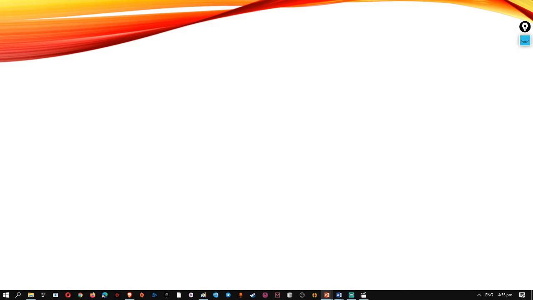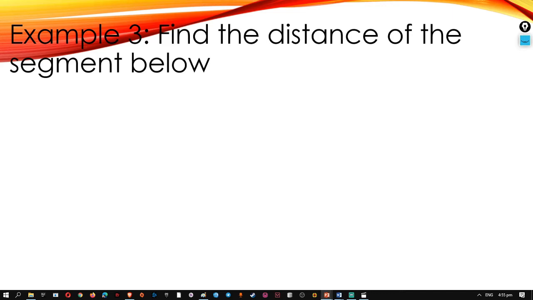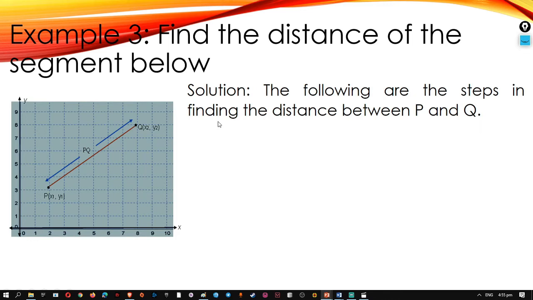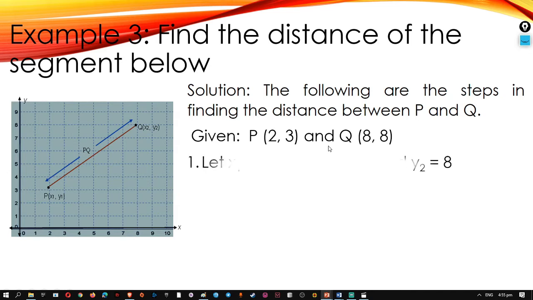Okay, let's have example number 3. So find the distance of the segment below. So as you can see, the segment below is a diagonal line. Therefore, to find the distance between this P and Q, we're going to substitute 2, 3 and 8, 8 in the formula. So that means x sub 1 is 2, y sub 1 is 3, x sub 2 is 8, and y sub 2 is 8.